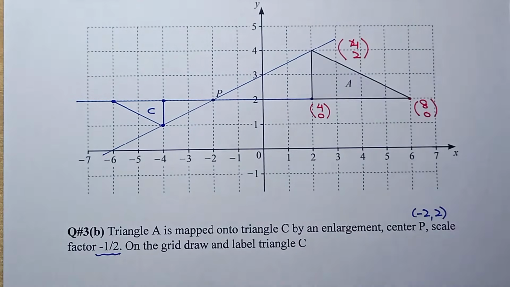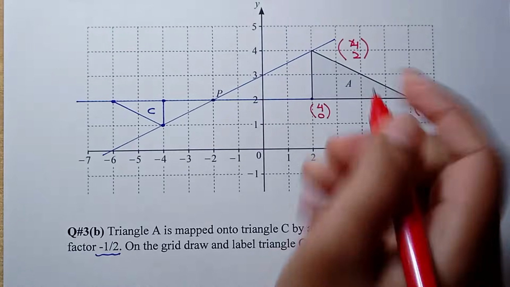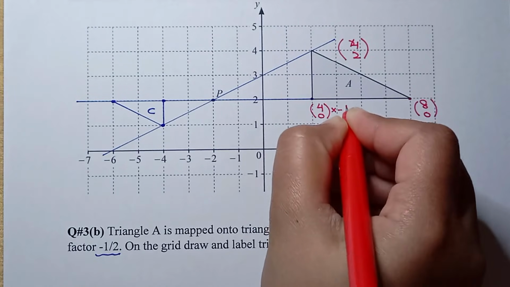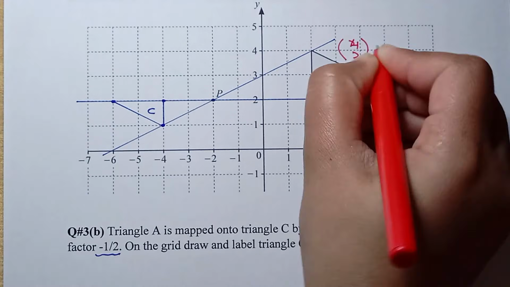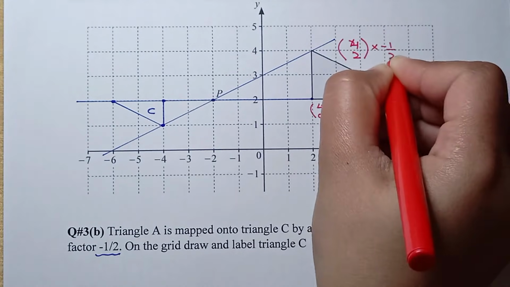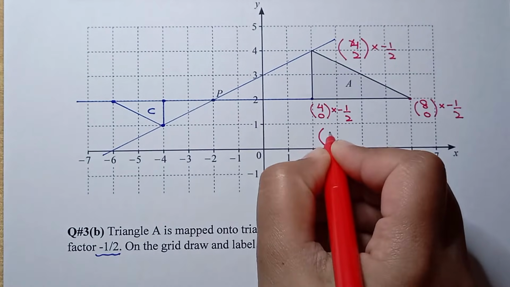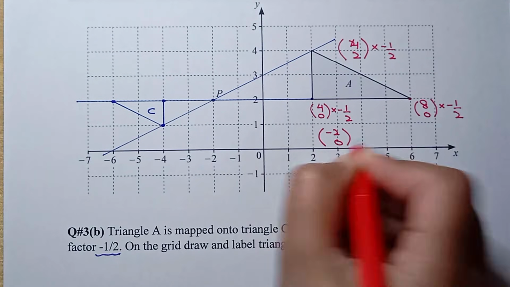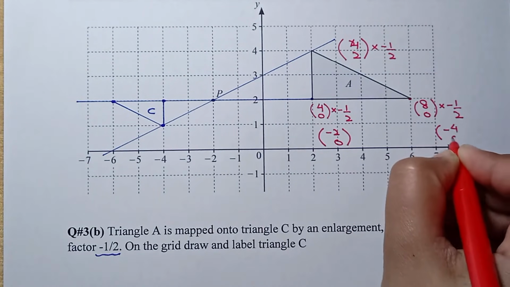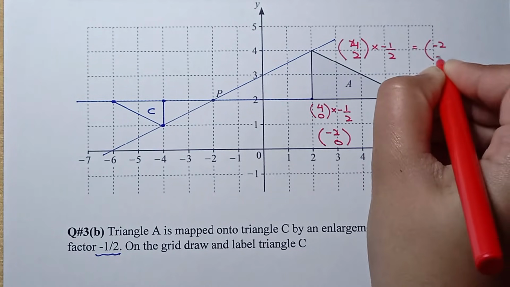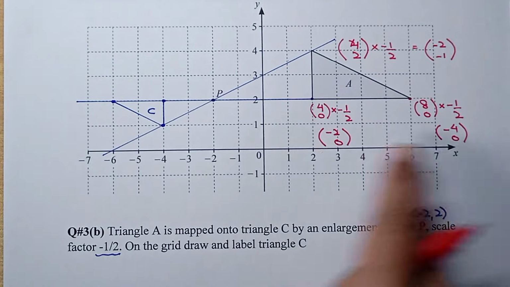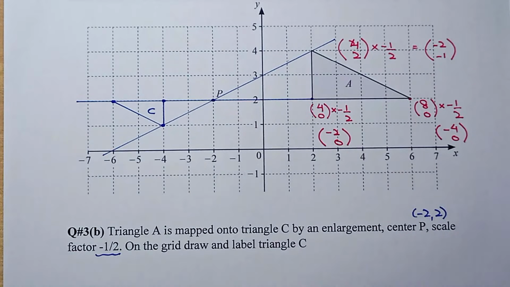Right. Now all these points are going to be multiplied by the scale factor, that is minus 1 by 2. So let me multiply each with minus 1 by 2. Now this would be (-2, 0), this is (-4, 0), and this will be (-2, -1). So these are the new points for the triangle C, right?